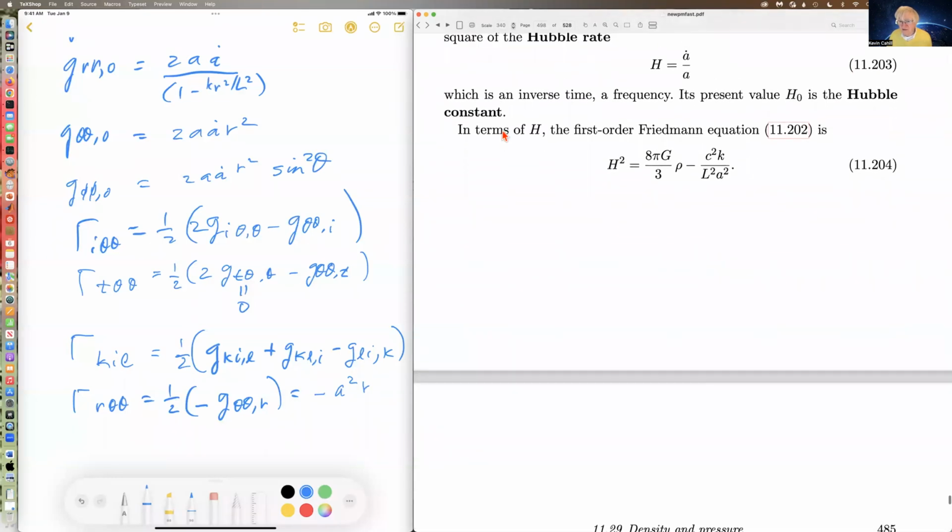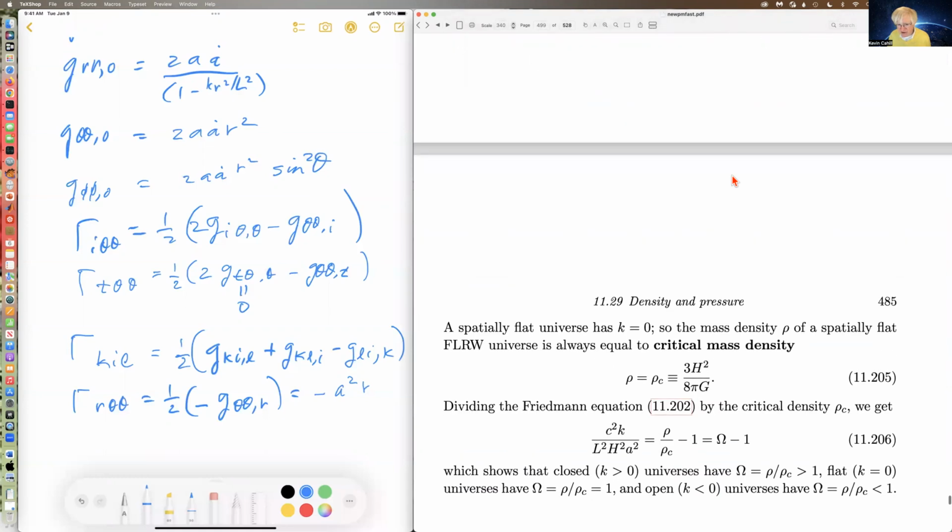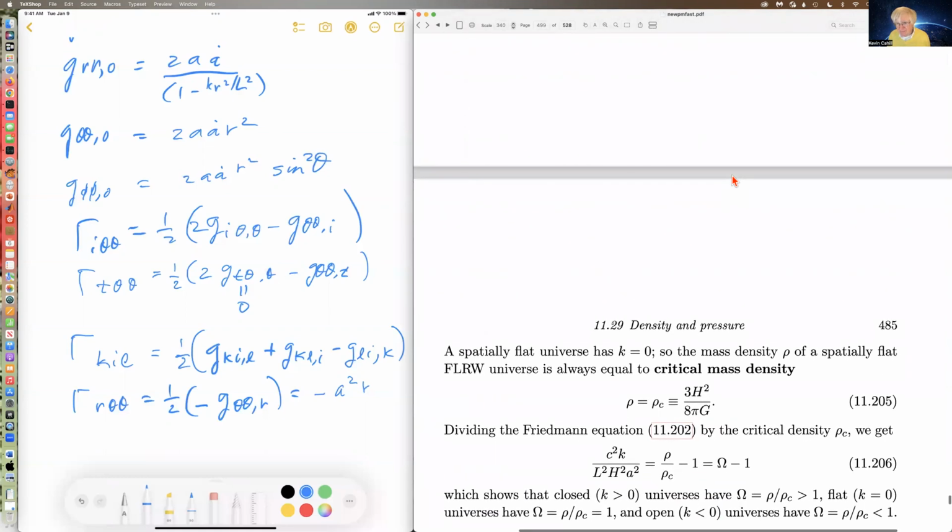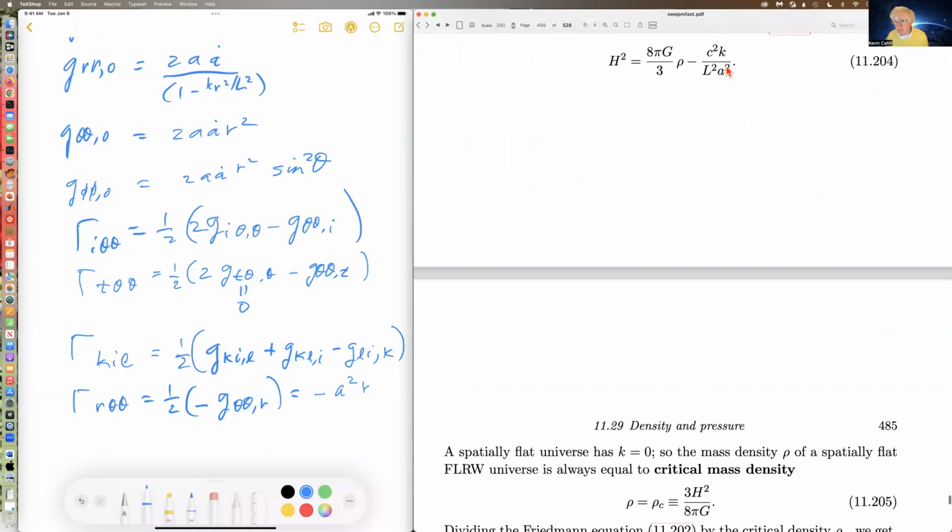In terms of the Hubble frequency, the first order Friedmann equation can be rewritten as H squared is the mass density minus this geometrical factor. And one important special case, which is of great practical importance, because as I said, one sees no sign of this term in present astronomical observations.